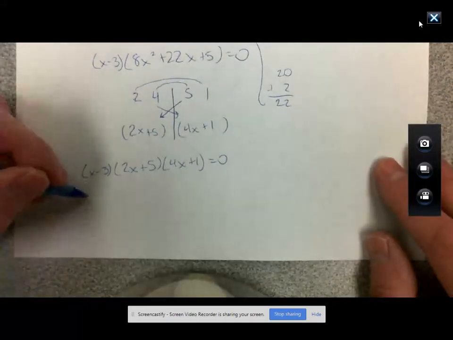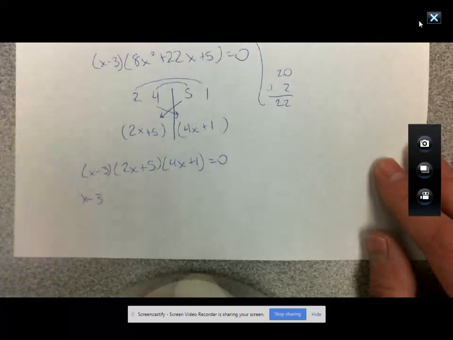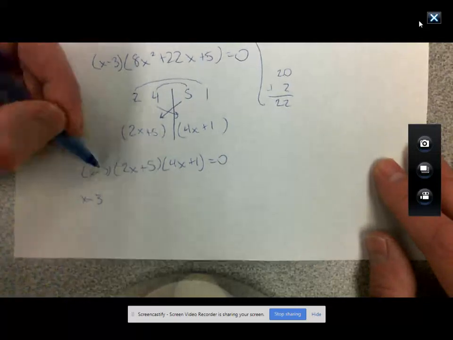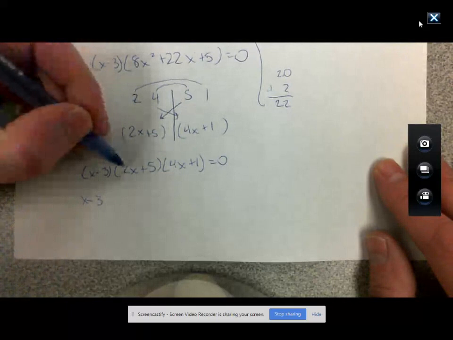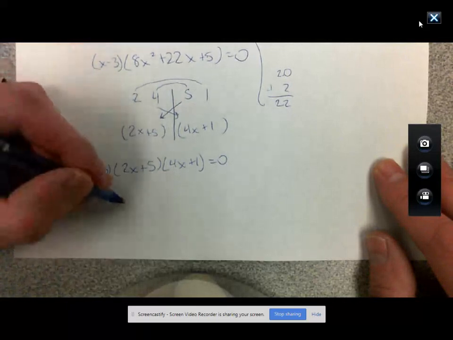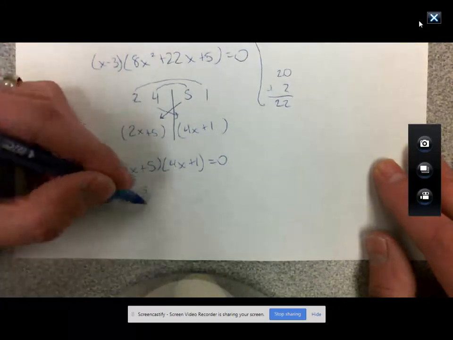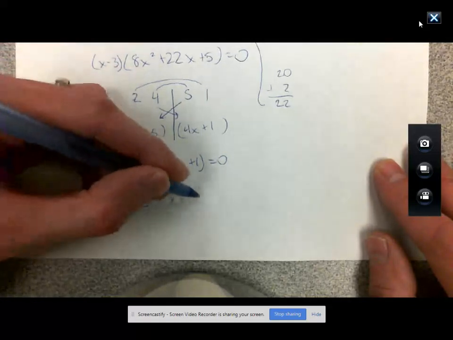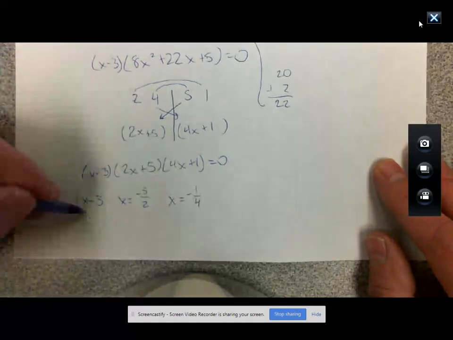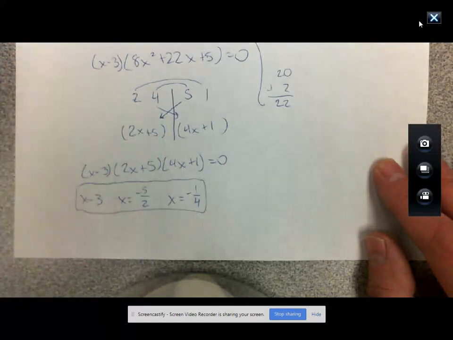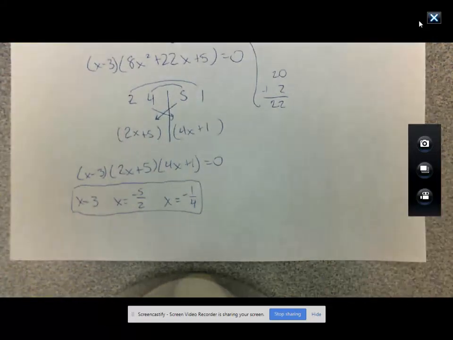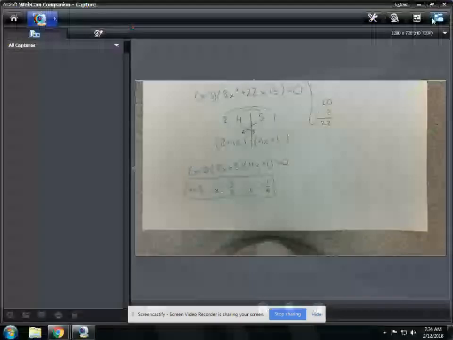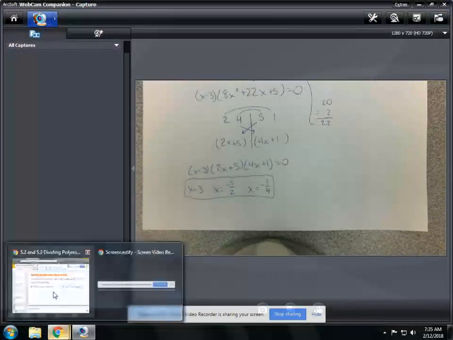So I know that x could equal 3. That was given to me. If you solve this for 0, remember we're using the zero product property. If you solve this for 0, you're going to end up that x could equal negative 5 halves. If you solve this for 0, we would have that x equals negative 1 fourth. So those are the solutions to that original problem. There's a lot more work. We're kind of tying in a lot of different material that we've covered so far, but those are the solutions.